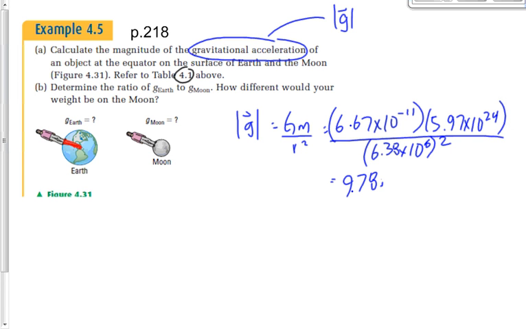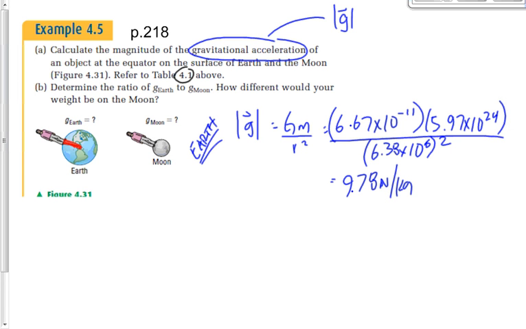We could say newtons per kilogram, or we could say meters per second squared. Either one would be okay. Meters per second squared is what we're used to. Newtons per kilogram is kind of the new unit for gravitational field or acceleration due to gravity. Now this is the field strength surrounding the Earth, on the surface of the Earth.